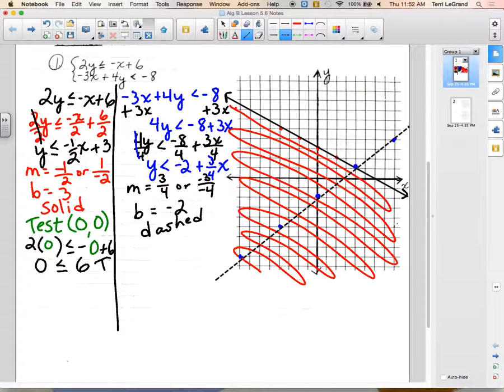Okay, so what should we test? 0, 0. Okay, we can test 0, 0 again, because it's not on our dashed boundary line. So we'll test 0, 0 for this one also. We always have to make the decision according to the boundary line we're working with. So -3 times 0 plus 4 times 0.